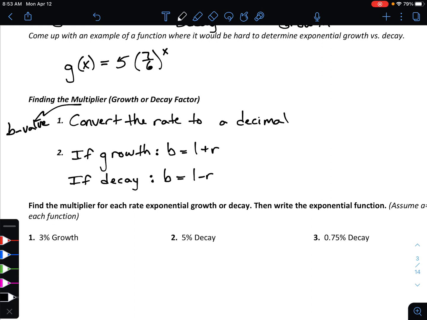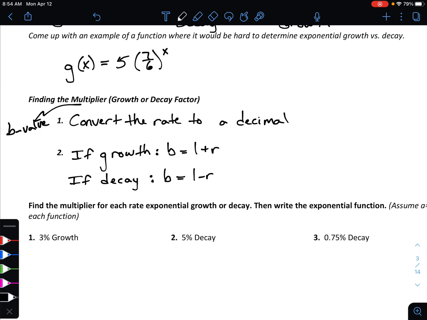Step number 2 is then to determine your multiplier based on whether it was growth or decay. If it's growth, then your multiplier b is going to be 1 plus whatever your rate is. If it's decay, just take 1 minus your rate instead. So notice that it starts at 1 because really 1 is where it stays the same, right? And then if it's growth, you add to it. If it's decay, you subtract from it. But the 1 always comes first.